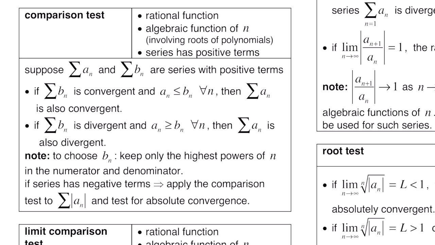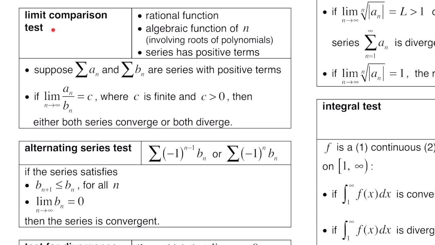So what we have here is if this series is convergent, then something smaller than it will also converge. Or in this case, if we have b sub n is divergent and it grows without bound, that means something greater or equal to it will also grow without bound and diverge. It says to choose b sub n, keep the highest powers of n in the numerator and denominator. Or in the previous lessons, I called it the dominant term in the numerator and denominator. If the series has negative terms, apply the comparison test to the absolute value of the series and test for absolute convergence.